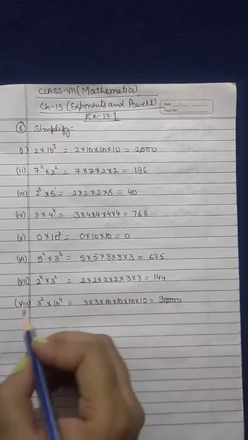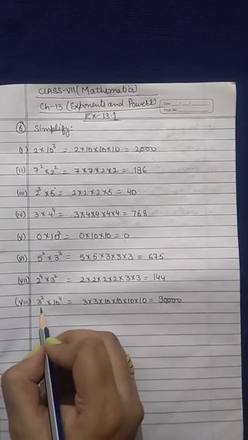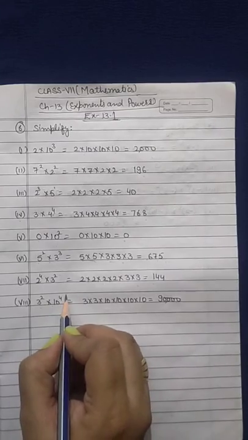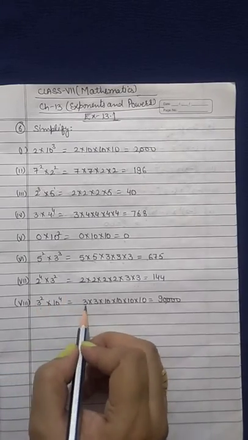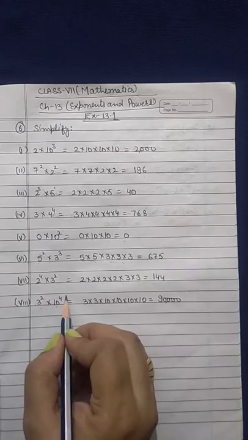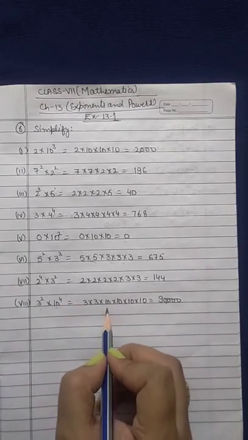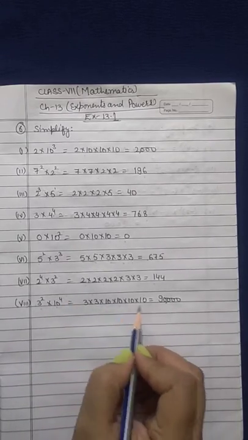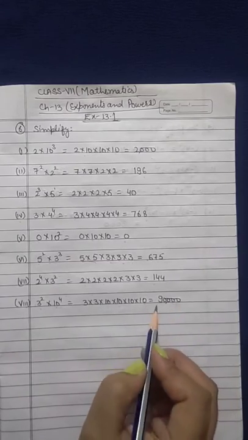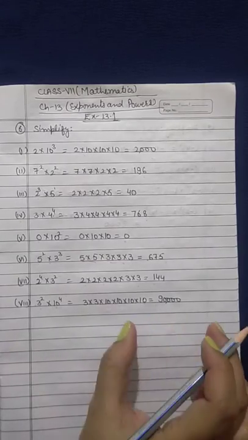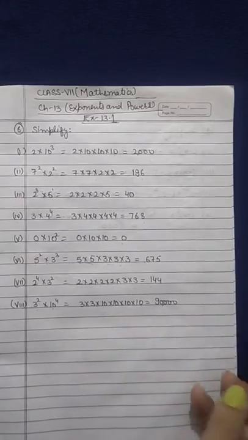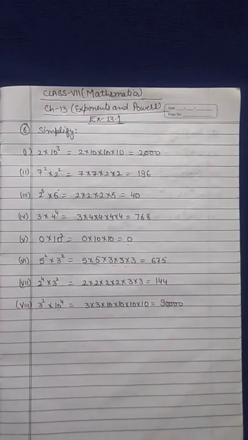Then in the last part of this sum we have 3 raised to power 2 multiply 10 raised to power 4. So 3 raised to power 2 means 3 multiply 3, and 10 raised to power 4 means we multiply 10 four times, 10 multiply 10 multiply 10 multiply 10, and we get 9 with 4 zeros, and this is the answer. In this way you can simplify these expressions.